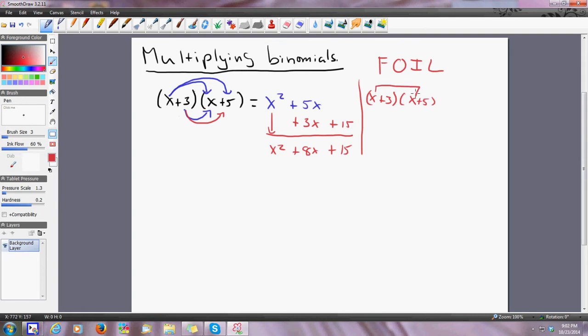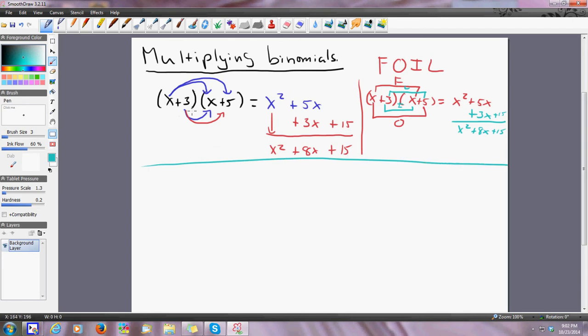And so first means the first term in each, and so you get x squared. Outer means the 5 times the x, so I get a positive 5x. And I'll try this aqua color. Inner means positive 3x. And then last will be the last terms, which is positive 15. And if you take a look, it's exactly what I have written, and you get exactly the same answer. So that's it.